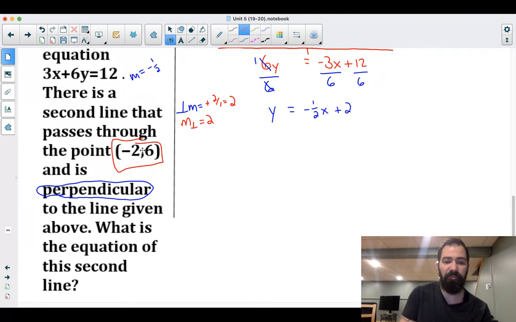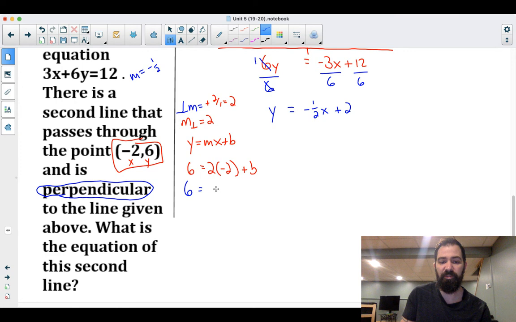Now we have a point, and we are going to substitute. Remember, we are going to substitute into y equals mx plus b. This is an x, this is a y. Y is 6. Our new slope is 2. Our x value is negative 2, and then b. Doing some simplification, 6 equals negative 4 plus b. Last step is to get that b by itself, adding 4 to both sides, and we get b equals 10.